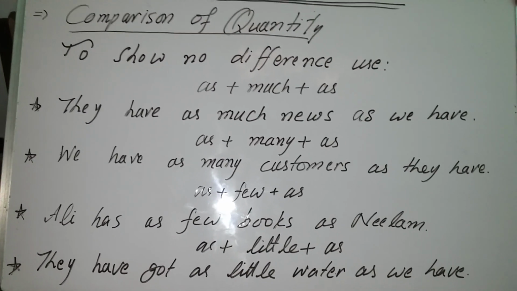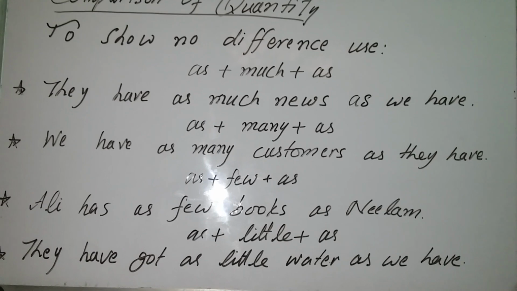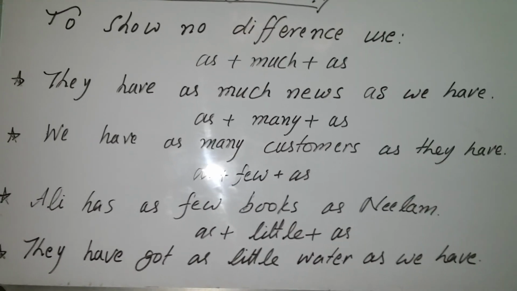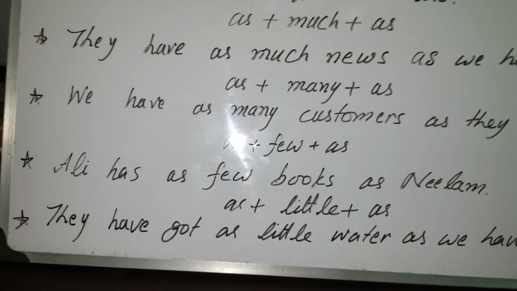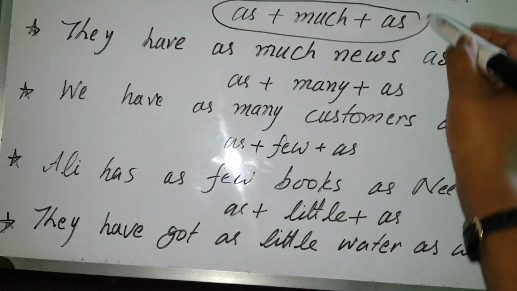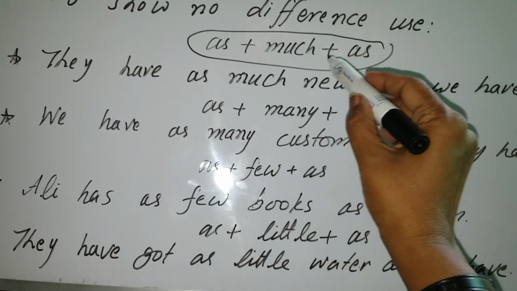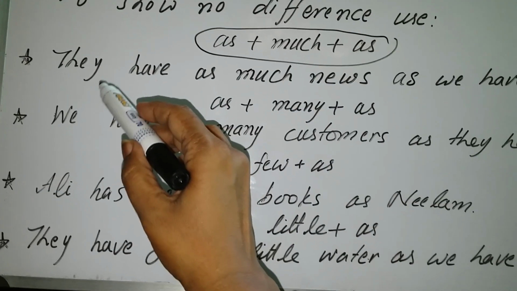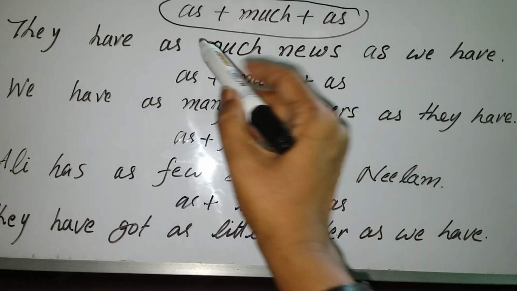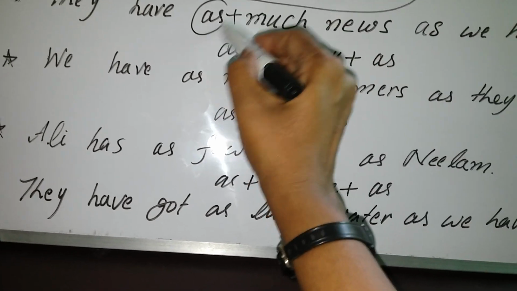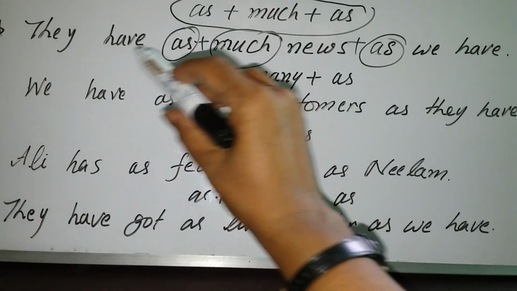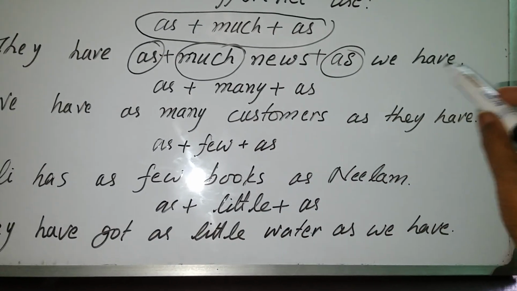Okay, for comparison of quantity to show no difference, if you want to make the comparison of quantity and there is no difference, you can use these formulas. As plus much plus as. Example: they have as much news as we have. As plus much plus as. They have as much news as we have.